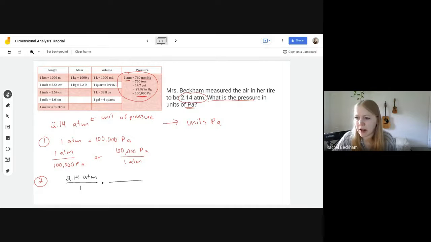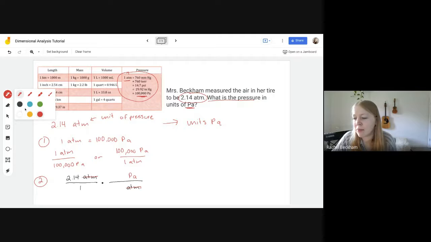And now I'm going to put the unit I want to get to on top. So what unit do I want to get to? I want to get to Pa. So I put that on top. And I put the unit I want to cancel out on bottom. I want atmospheres to cancel out. You see how I'm going to put that on bottom because then they will cancel out. Atmospheres divided by atmospheres. Okay?